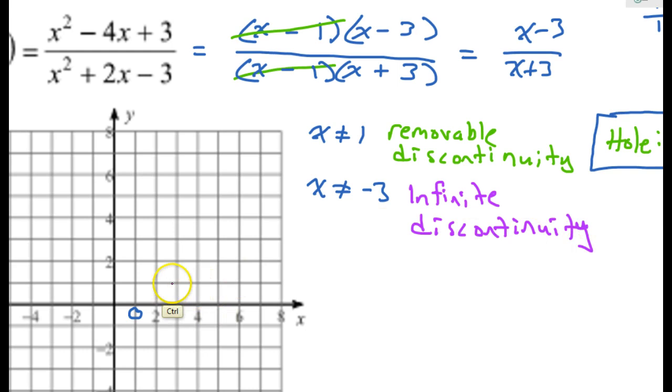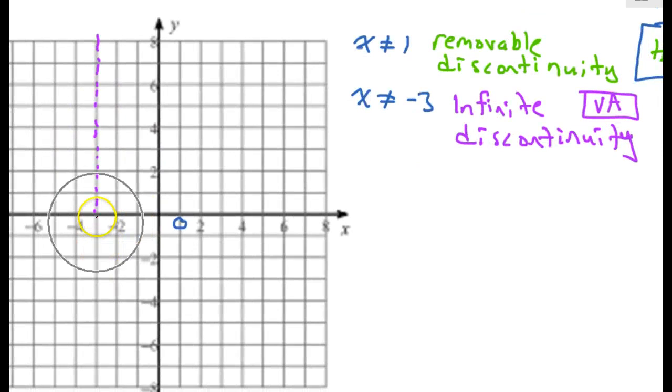Okay, in other words, a vertical asymptote. So I'm going to have a vertical asymptote at negative 3. Alright, vertical asymptote. So I'm going to go over to negative 3 and sketch this vertical asymptote. Okay, my infinite discontinuity.